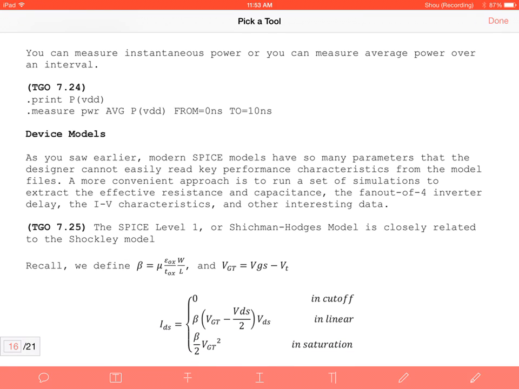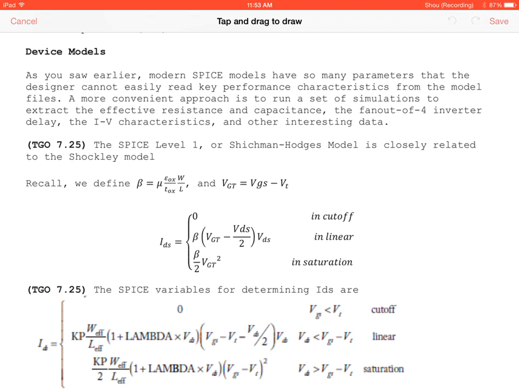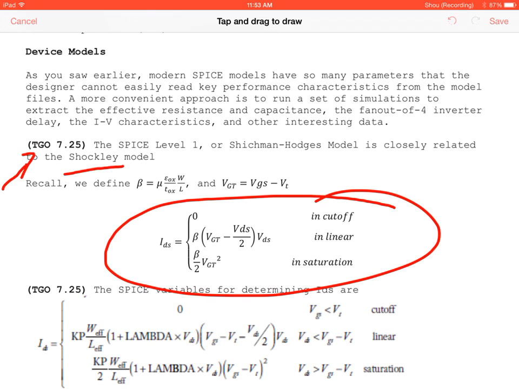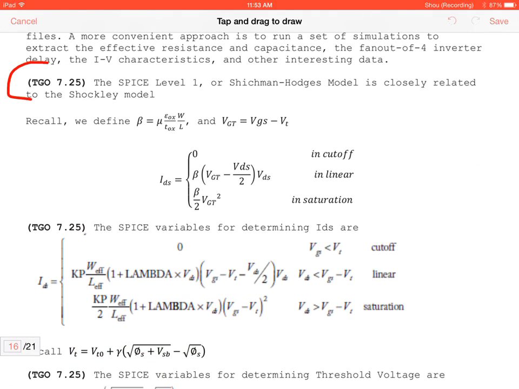So before I go into Monte Carlo analysis, I want to briefly talk about these device models a little more. The first one is called SPICE Level 1, and it's basically based off of what's known as a Shockley model. You know the Shockley model is this. You've seen this before many times. And here's the TGO of 25 is just this. This should be 26. I've screwed up the numbers. I'll fix them.